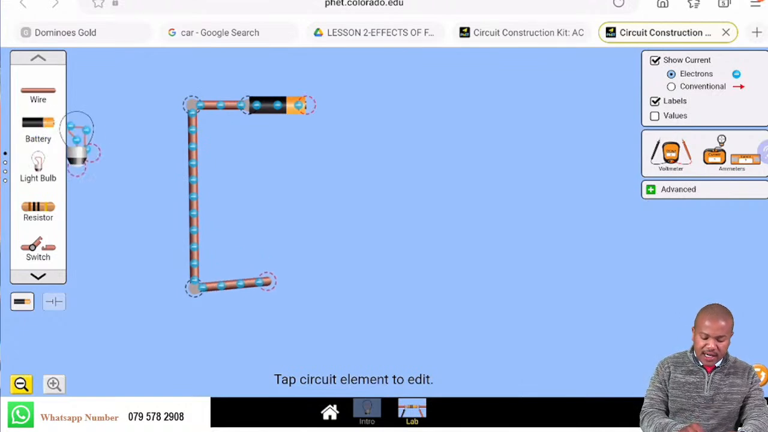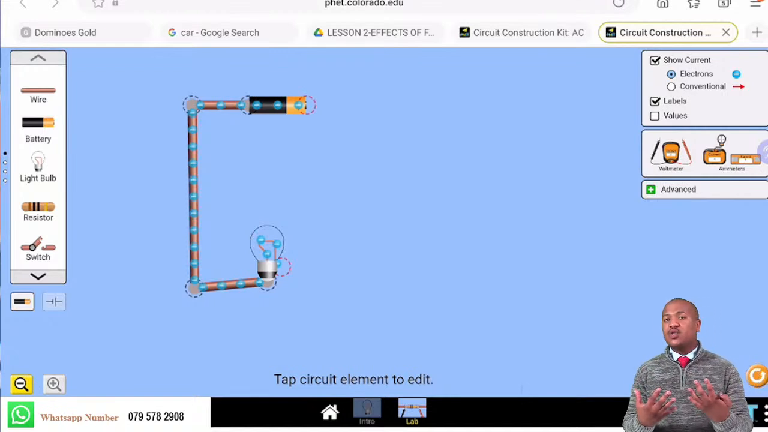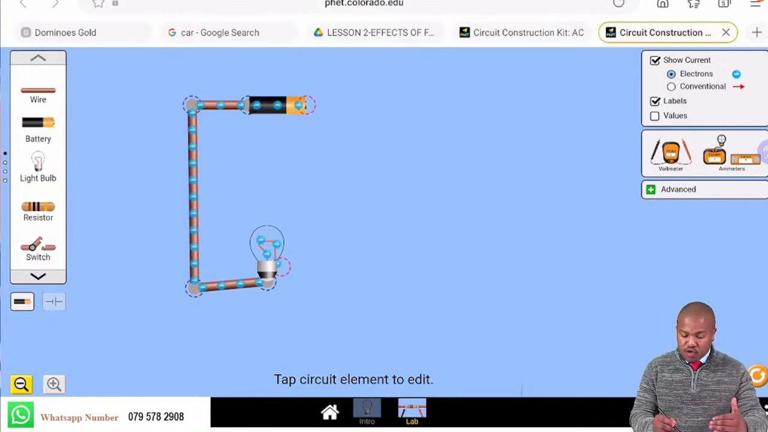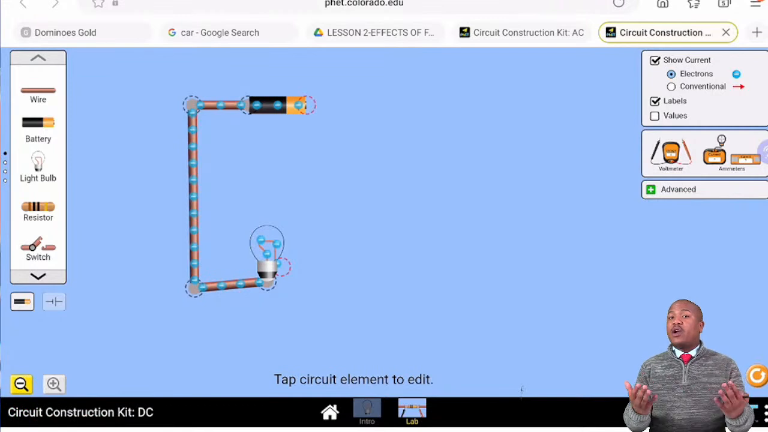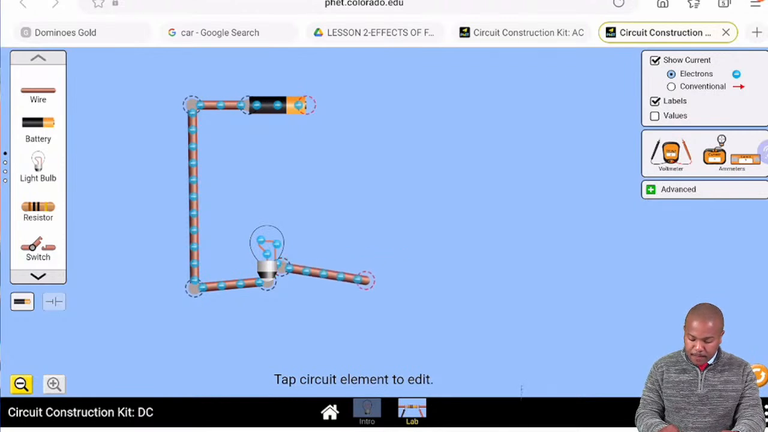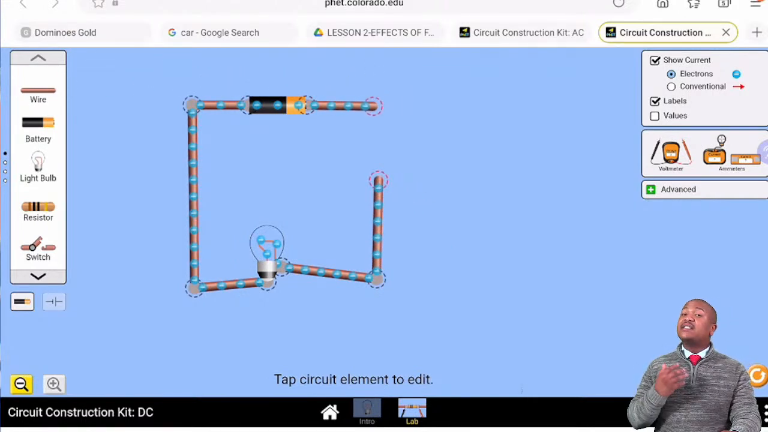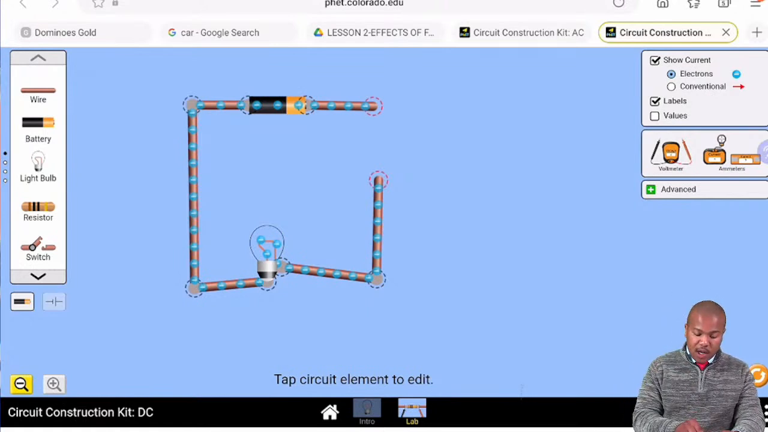Then we connect a resistor. Remember, we said that light bulbs as well are resistors. So we're going to put a light bulb here as one of the resistors. So let's see what happens here. We connect another wire again, then we connect another one here so that we can complete our circuit. Another wire here. Remember that a circuit needs what? A switch. We're going to put a switch here.